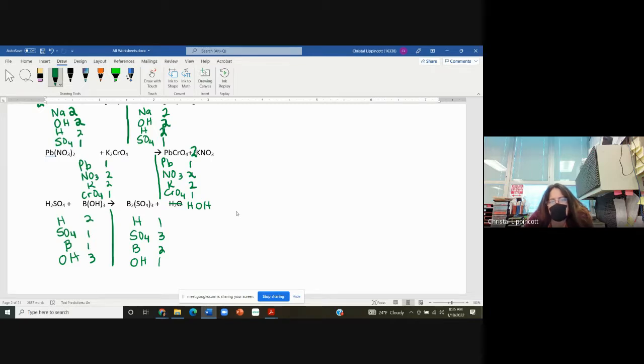So I've got SO4 over here. I've got 3 of them. So I'm going to go over here and I'm going to do a 3. That's going to affect my SO4s. It's also going to affect my hydrogens.